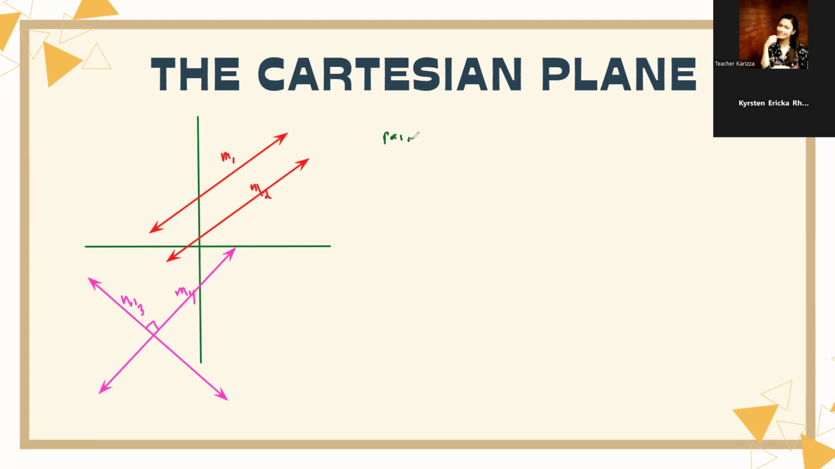So for parallel lines, we have slope 1 is equal to slope 2. But for perpendicular lines, we have slope 1 times slope 2 is equal to -1. So they are inverses of each other. More like actually they are negative reciprocals. Or you have slope 1 is equal to the negative reciprocal of slope 2. Okay?